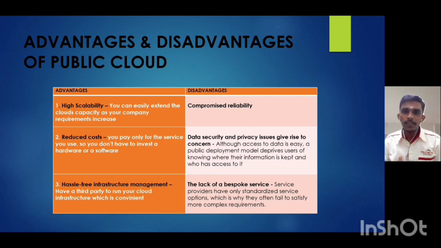The second disadvantage is data security and privacy issues, which will give rise to concern. Although access to data is easy, a public deployment model deprives users of knowing where their information is kept and who has accessed it. The third disadvantage is the lack of a bespoke service. Service providers have only standardized service options, which is why they often fail to satisfy more complex requirements.